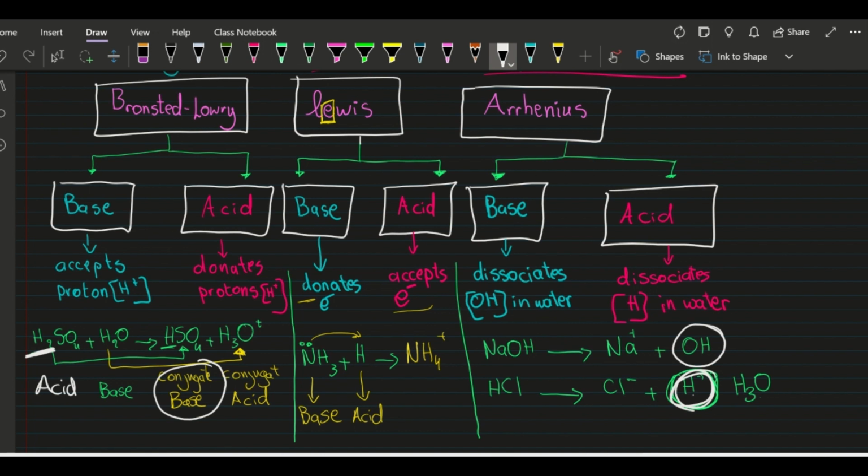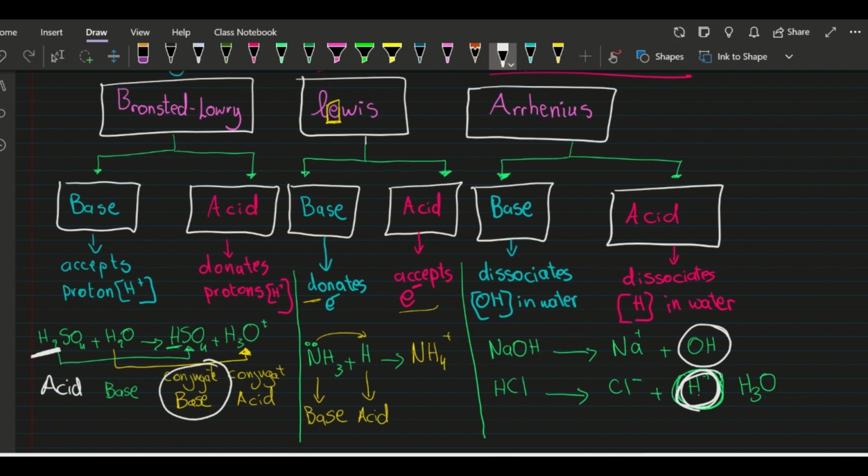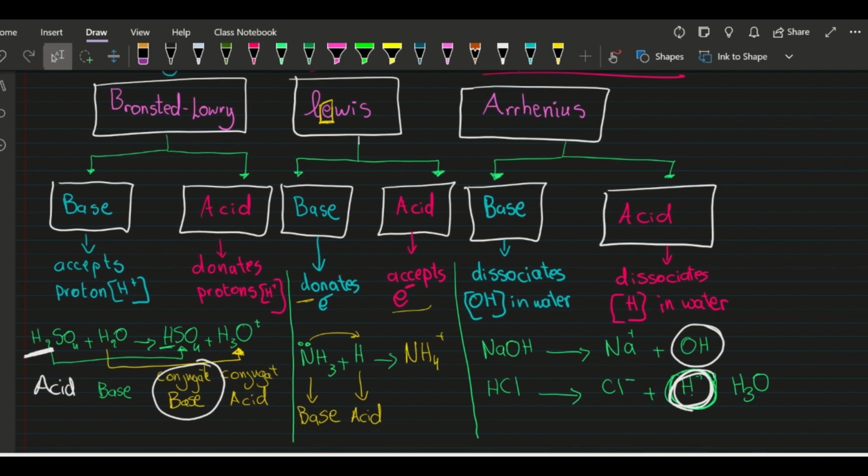So this is it. These are the different bases and acid definitions. Please make sure you know them, and you will be fine. As far as questions when they come up on your exam, you'll know exactly which one is which.